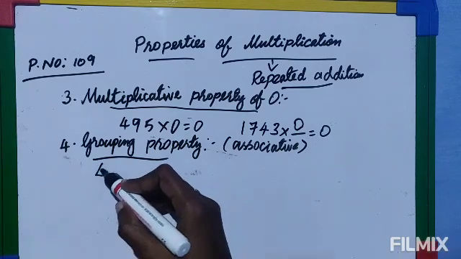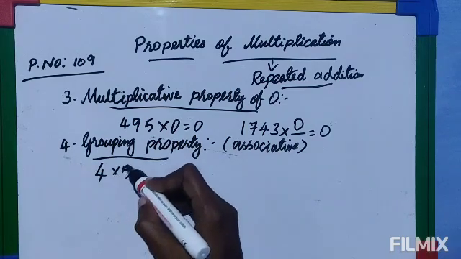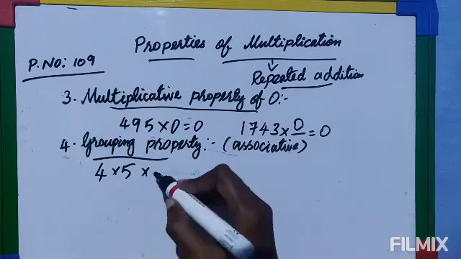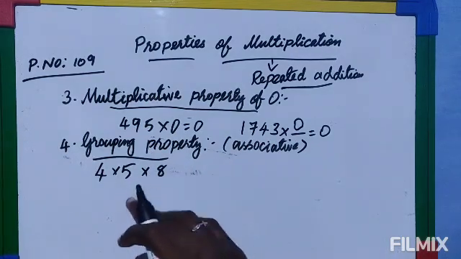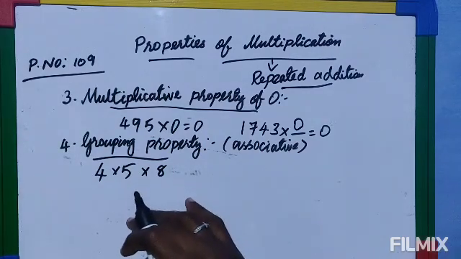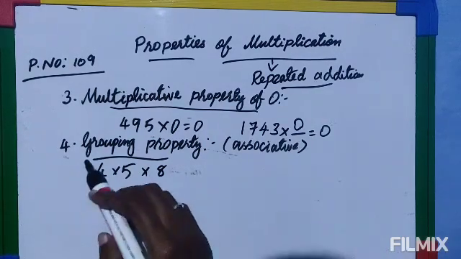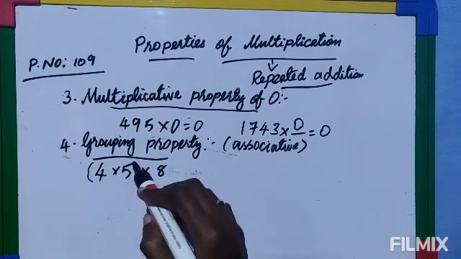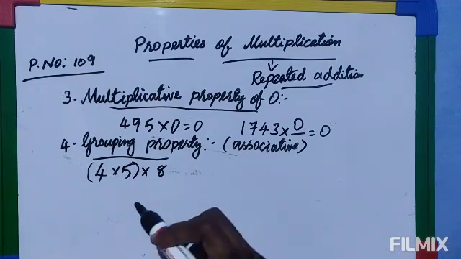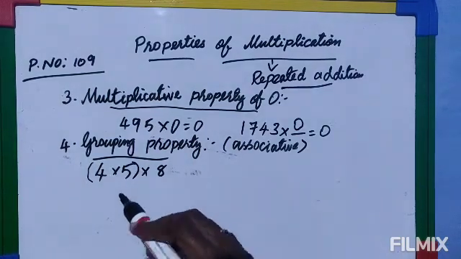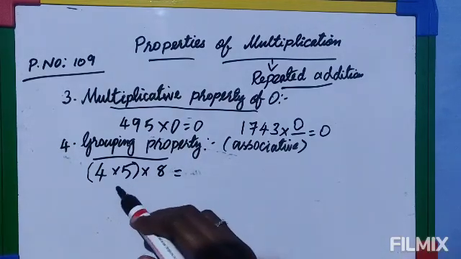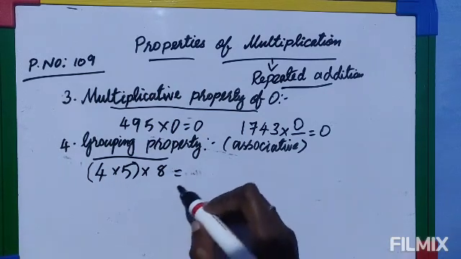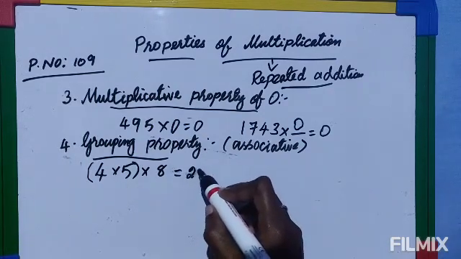Suppose it is like this, 4 into 5 into 8. We are grouping these 3 numbers into different groups. First I am grouping these 2 in one group. Already in addition also I explained the same thing. These 2 I am grouping in one group. What is in the bracket we do first, no? So 4 5s are 20.